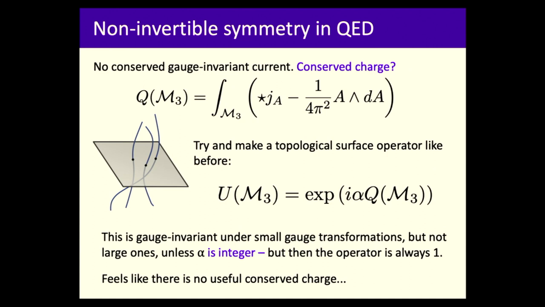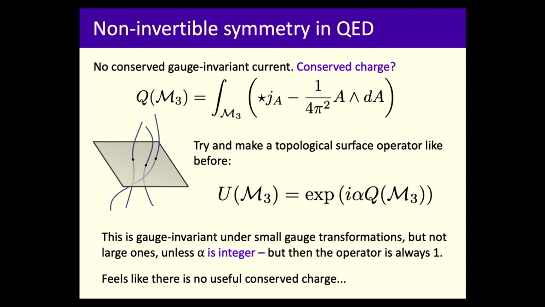Then that integer will be trivial so long as alpha is 2 pi or a multiple of 2 pi or something like that. Okay. So the point is this thing only makes sense if alpha is an integer. But then this is useless because this charge was quantized. The axial charge is quantized. And so this U operator I tried to define is always 1. And therefore, I have failed at doing anything useful with this. This is basically where the situation stood until those papers.